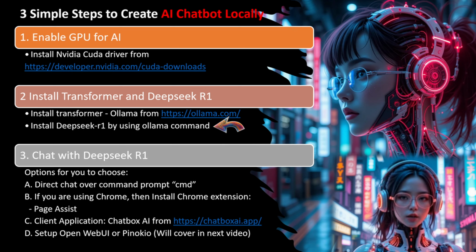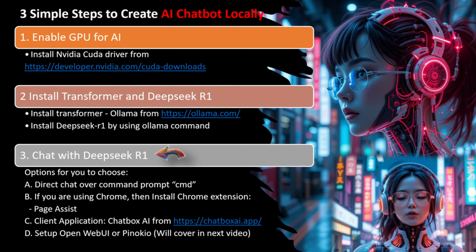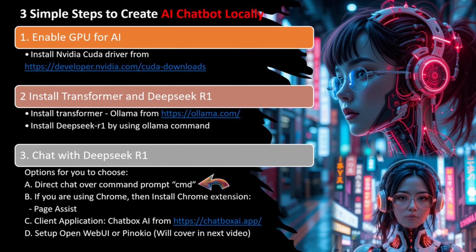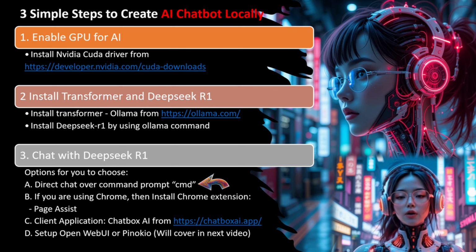Step 3. Chat with DeepSeek R1. By now, you have already installed DeepSeek. You have several ways to interact with the chatbot. Options include: A. Direct chat over command prompt, the simplest way to test your chatbot, but it is not user-friendly at all. B. Chrome extension Page Assist.